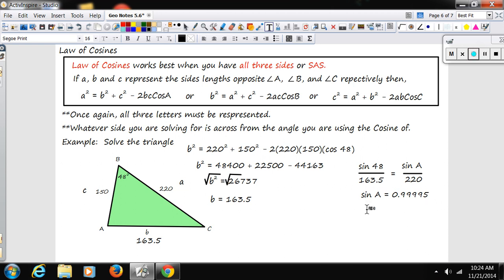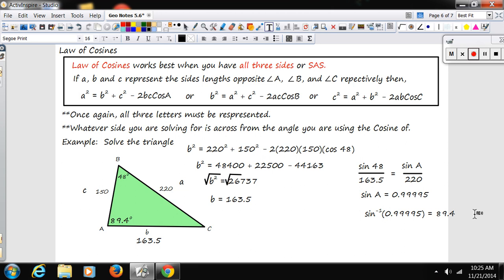So when I now use my inverse function in my calculator, sine to the negative 1, I put in 0.99995. I just put that in my calculator, inverse sine 0.99995. I get 89.4 degrees. So I'm going to put that in angle A right here. 89.4 degrees.